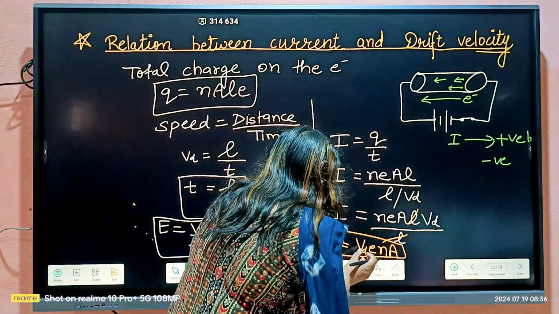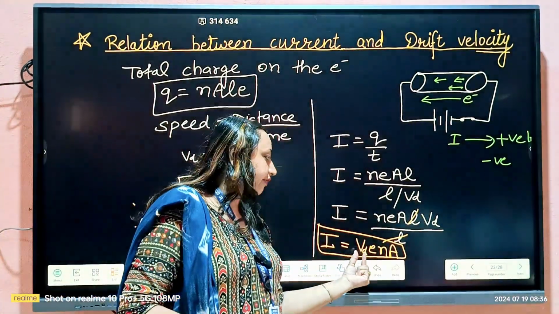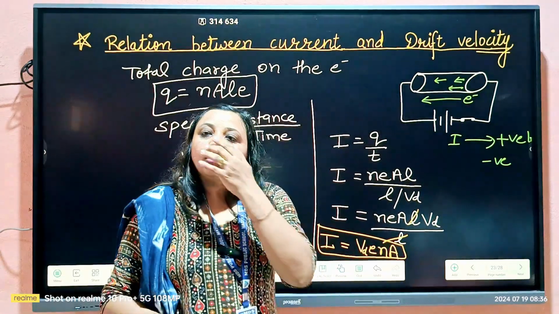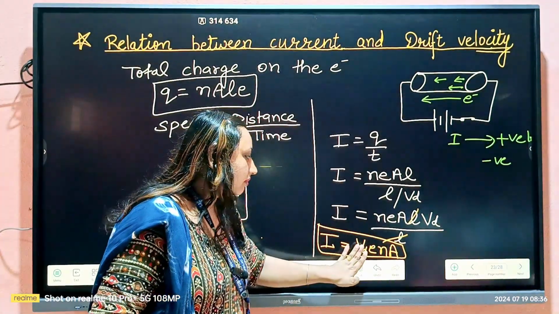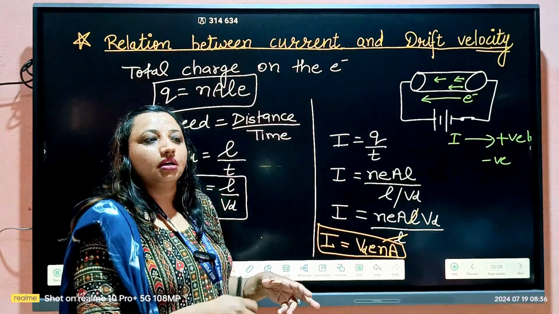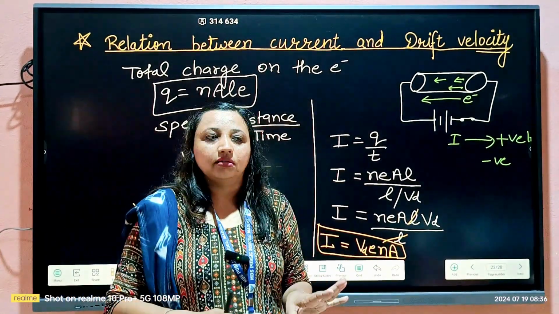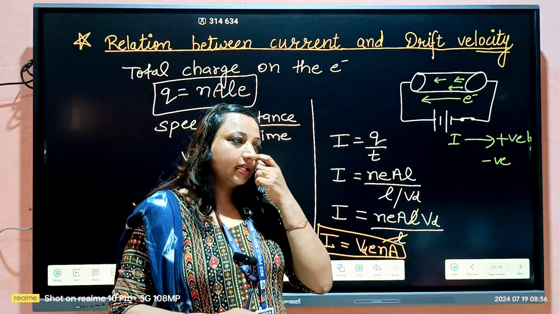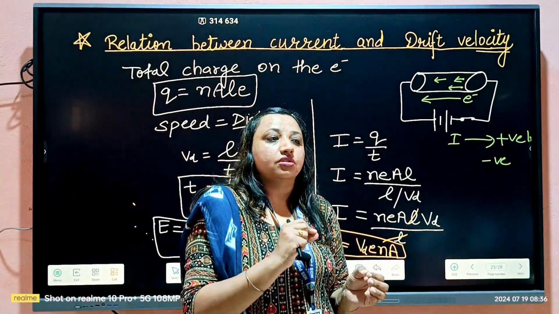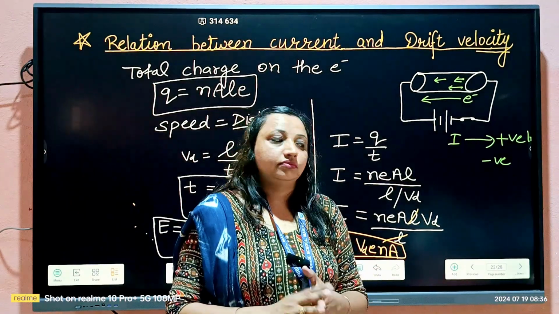Where is the drift velocity? This. How do you remember it? Remember it as VdeNA, or remember it as VeNA. Current is equal to nAeVd, whichever way you want to remember. So this is a very important relation between current and drift velocity: I is equal to nAeVd.